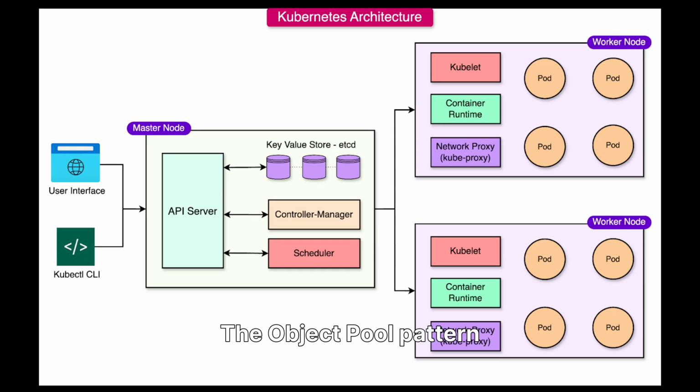The object pool pattern works by maintaining two distinct collections: a list of available objects that are ready for use, and a collection of objects that have already been requested from the pool and are currently in use. This allows for efficient tracking and management of resources.